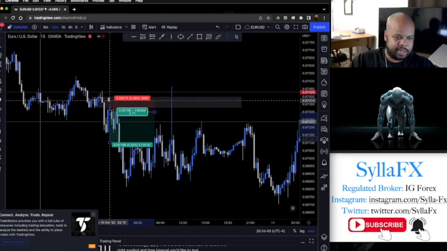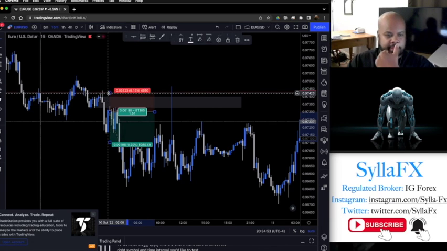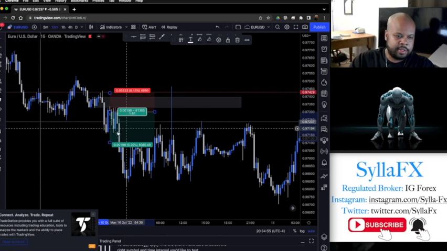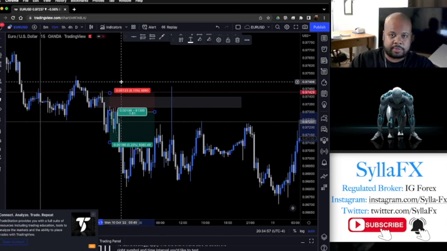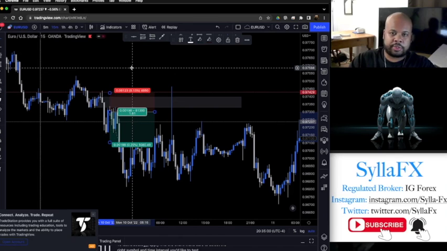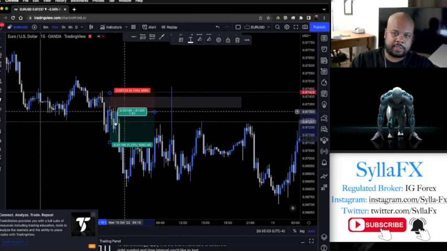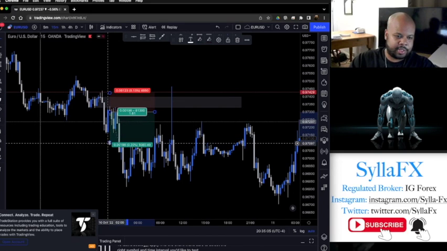So stop loss is going to be right above the supply level that I have here, so about 10 pips. I would go ahead and move it to 12 just to be safe and give it a little bit more room to breathe. And if my stop loss is at 12, I'm going for a 1 to 2 risk to reward ratio, or a 1 to 3. So in this case, I'm going to go for just a 1 to 2. So that's 24 pips.